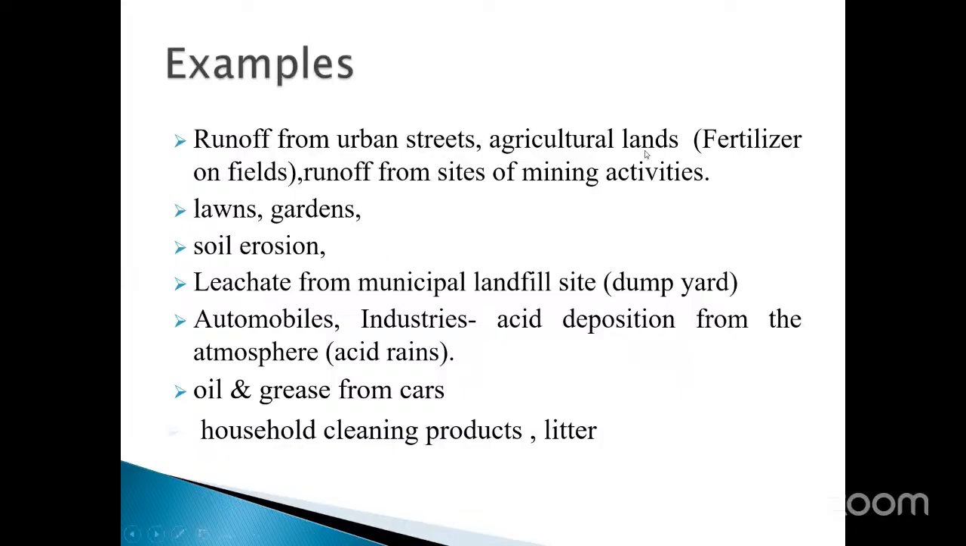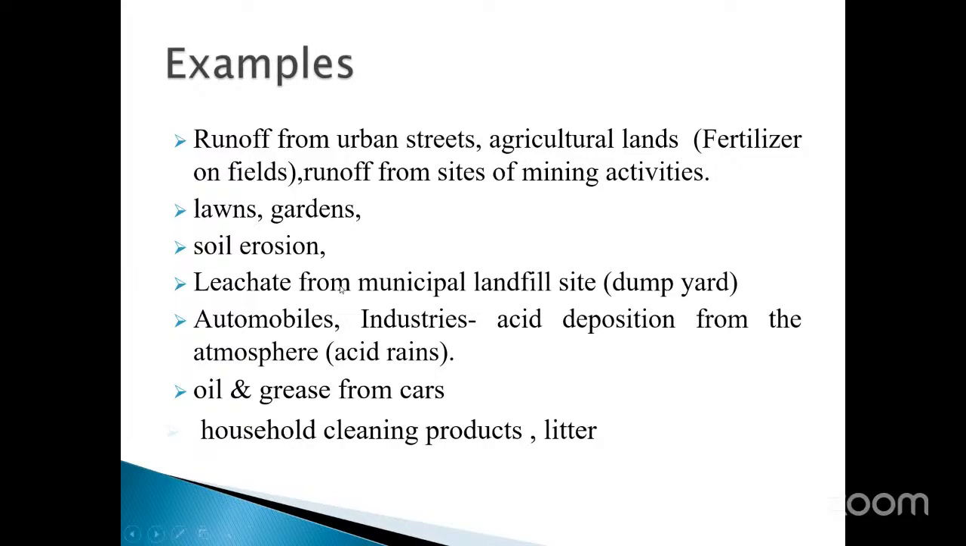Runoff from urban streets, agriculture lands. In agriculture lands, we use pesticides and fertilizer. Runoff from sites of mining activities, runoff from lawns and gardens, and soil erosion. What is meant by soil erosion? Removal of the upper layers of soil, which is very fertile. So removal of the top layer of the soil, which is easily eroded by the wind and washed away by the water. During the rainy season, soil erosion takes place. The top layer of the soil mostly contains the nutrients.